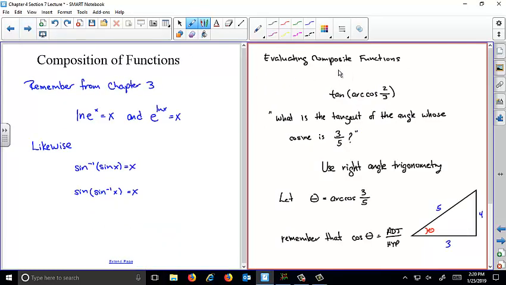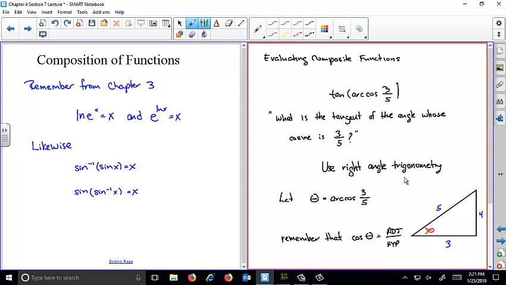But here we are. How do you evaluate the tangent of the arc cosine of 2/3? We're asking, what is the tangent of the angle whose cosine is 2/3? Is that 2/5 or 2/3? So, yeah, I need to be consistent here. Which one did I use? I guess this should be 3/5. What is the tangent of the angle whose cosine is 3/5?